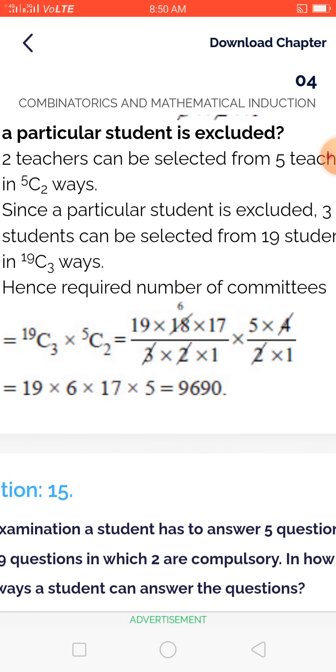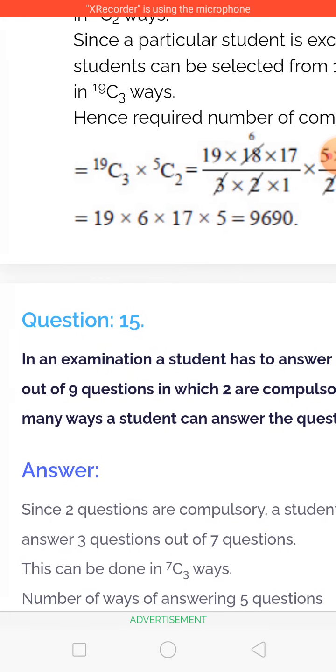So 19C3 ways into 5C2 ways. That is 19 into 18 into 17 divided by 3 into 2 into 1, into 5 into 4 divided by 2 into 1. If you cancel, you will get the answer.